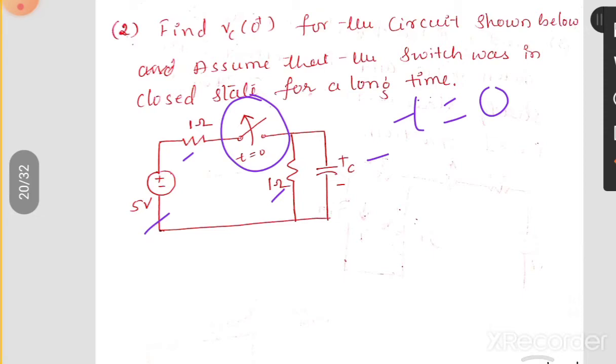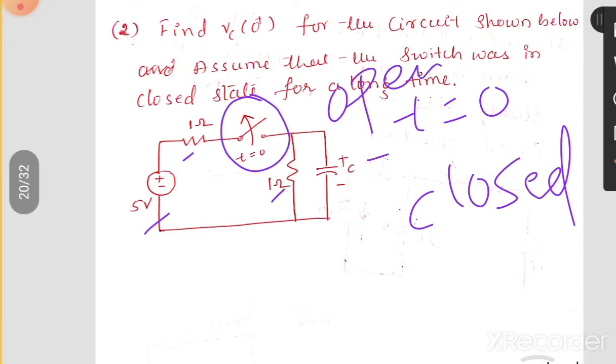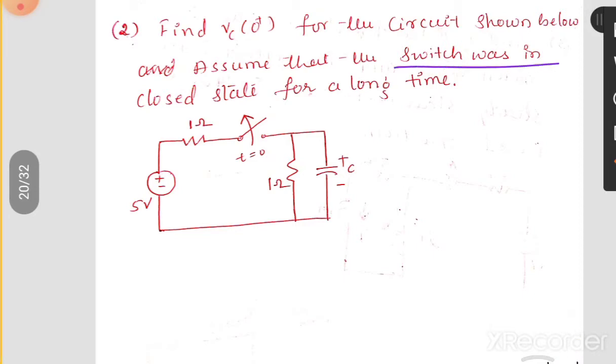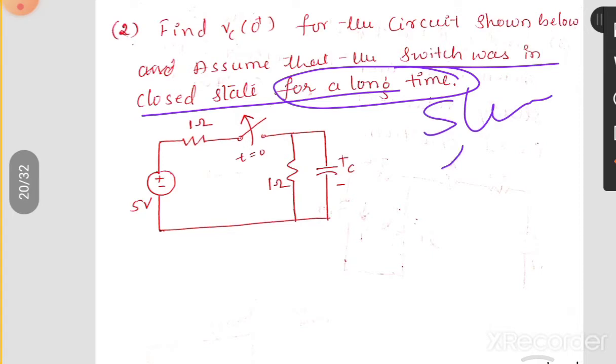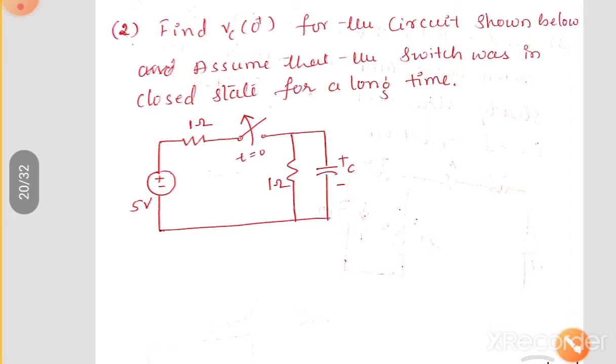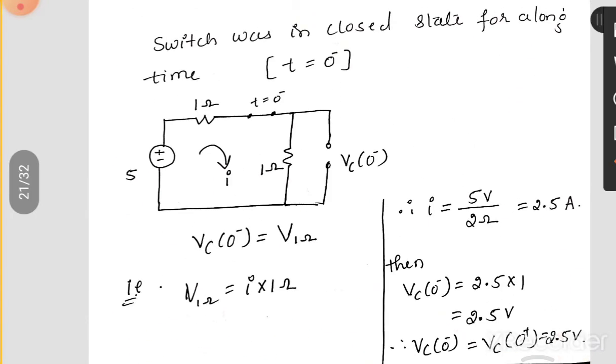When you are opening the switch at t equal to 0, earlier what was the condition of that switch? Switch was closed. Now you are opening that. They have said to assume that the switch was closed for a long time. What do you mean by that? Long time is nothing but steady state, or you can say it is a final condition. Now let's take the switch in the closed state for a long time.